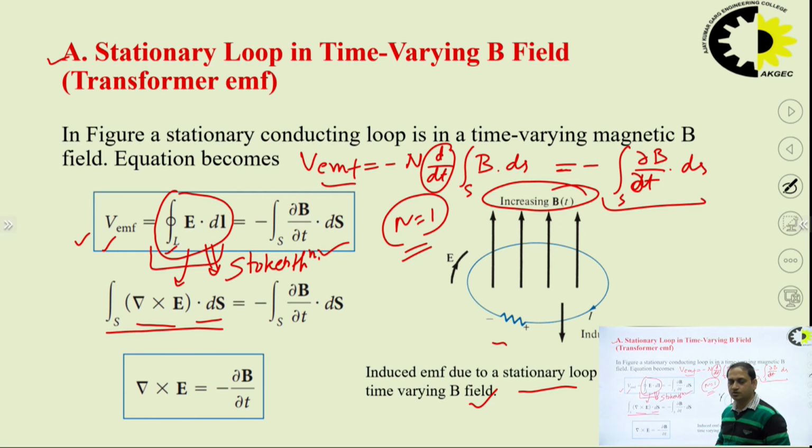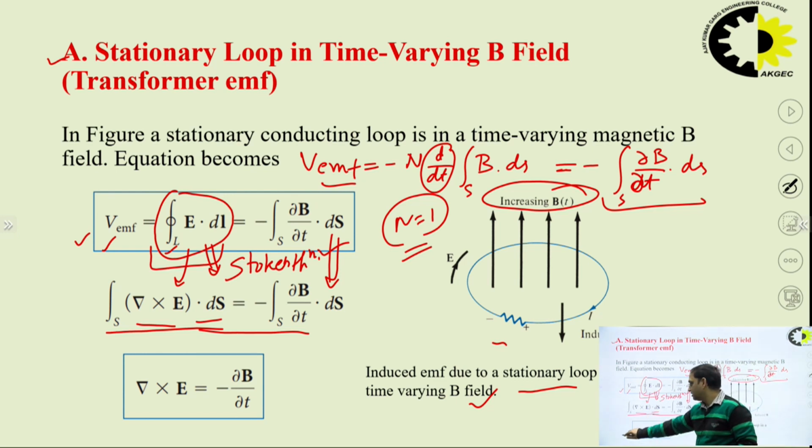In the divergence theorem, what happened? We had the closed surface equal to the volume, but here we are taking the closed path, so that is equal to the open surface. So now this is equal to this one. Just compare these two equations. When we compare them, del cross E will be equal to minus del B upon del T. So this is the modified equation in the time varying B field.